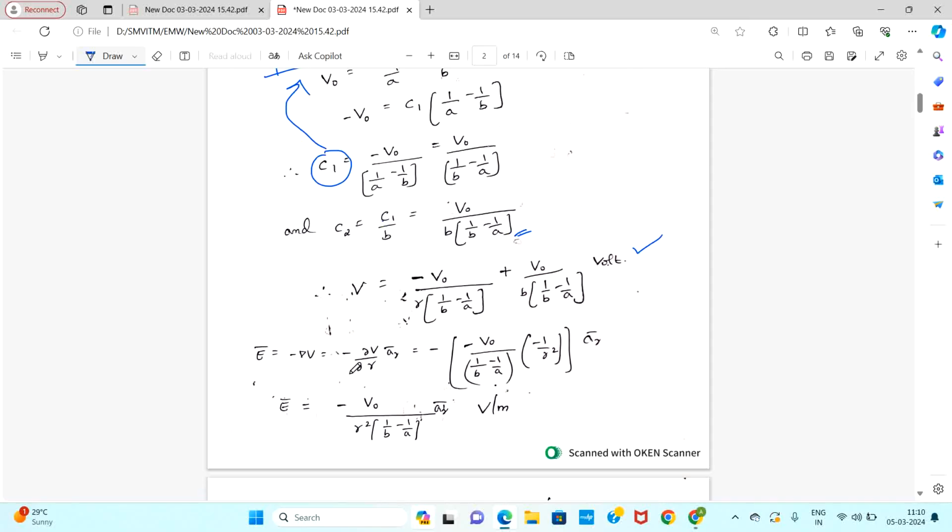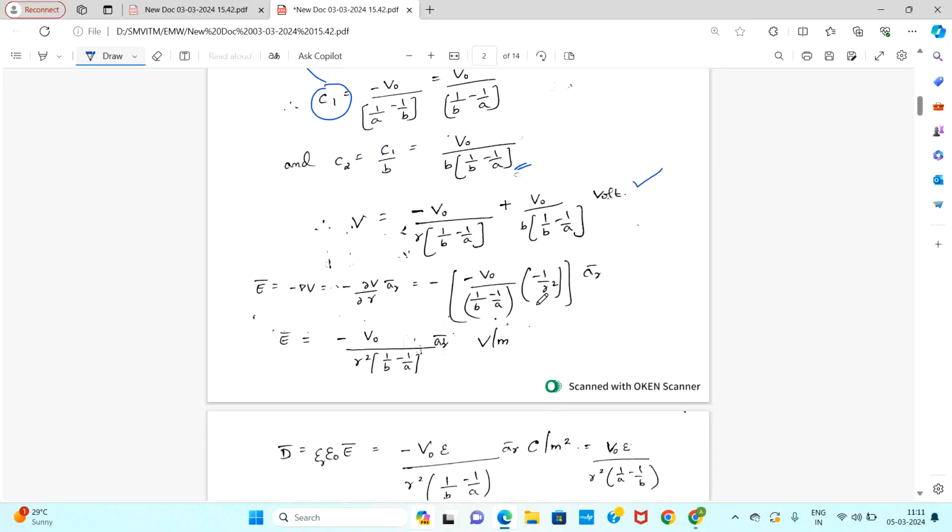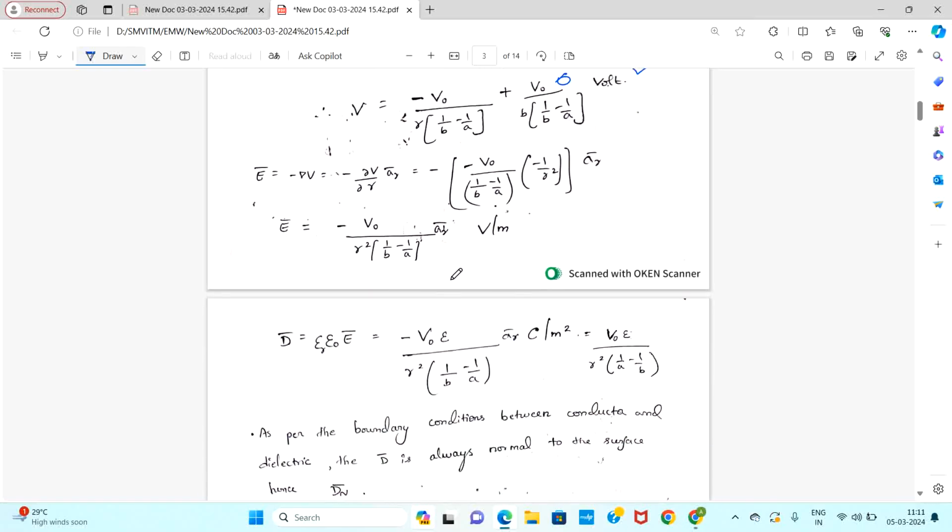Okay, so I'll take this part of the equation. In place of V, I will substitute this and differentiate it. Okay, I've done the direct differentiation. You can just solve it yourself. This part is completely constant, so differentiation of this will give you 0. You have R only here, right? V naught by 1 by B minus 1 by A is constant, which can be kept outside. The differentiation of 1 by R will be minus 1 by R square. Okay, so this is what you're getting as the answer for electric field intensity.